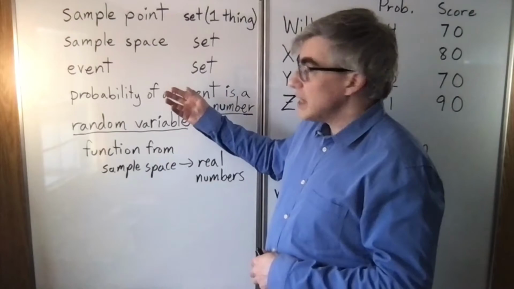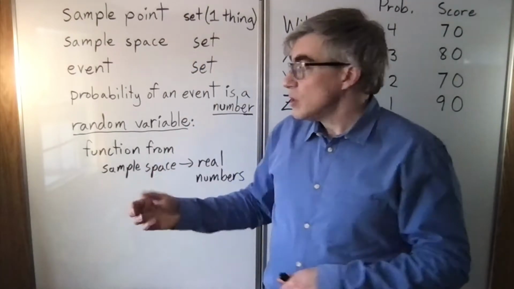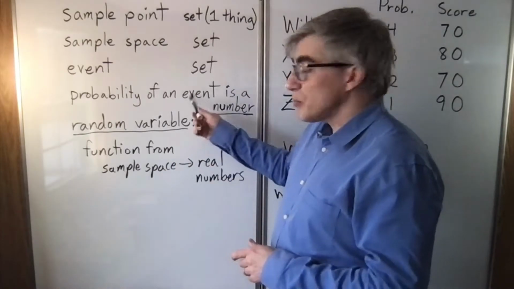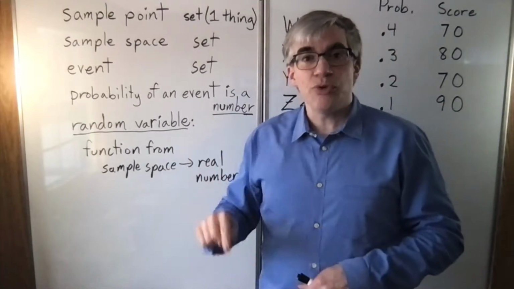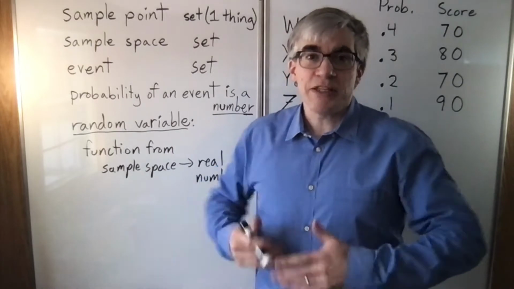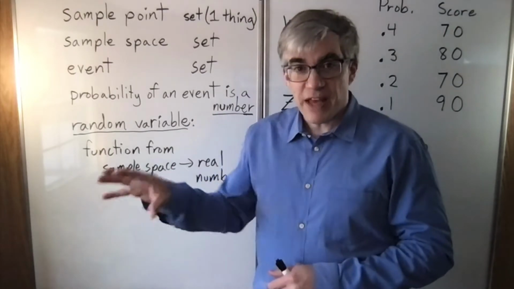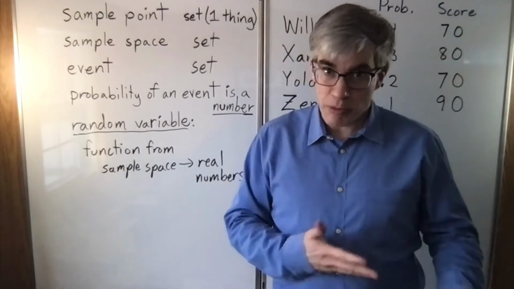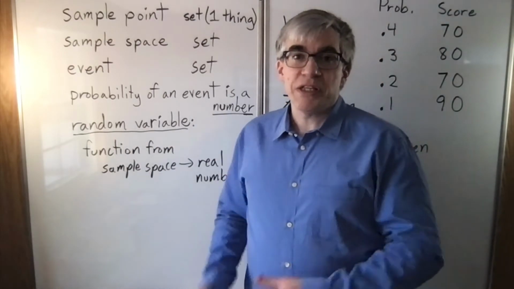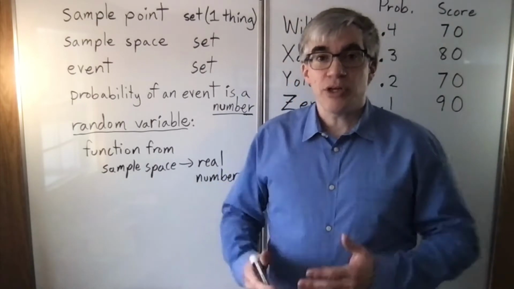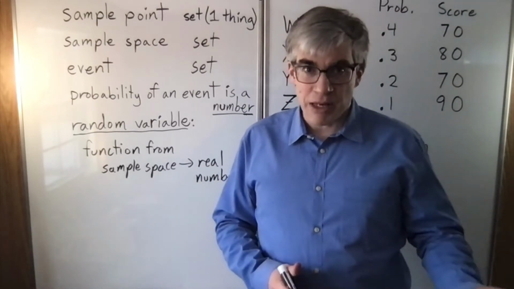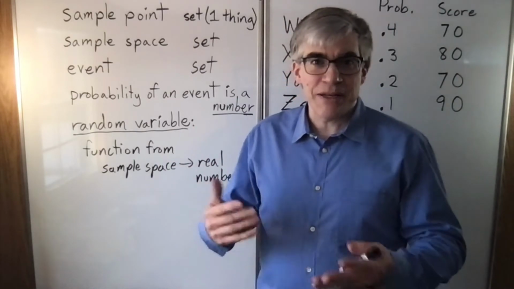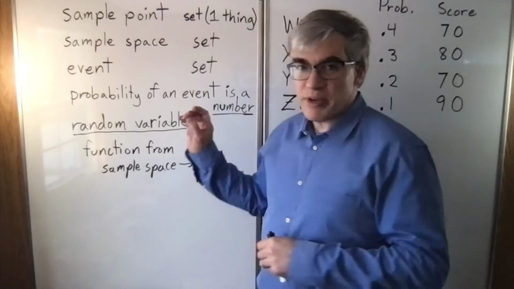If you roll a die, a sample point would be roll a 2. An event might be roll a 2 or roll an even number. Probability gets assigned to events. So a probability function takes all the events in the sample space and gives them numbers from 0 to 1, the probabilities. Once a probability is assigned, then you can talk about math properties like independence. So that takes care of independence of sets and independence of events, because everything comes down to events.